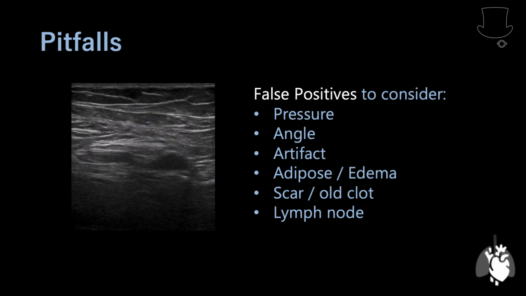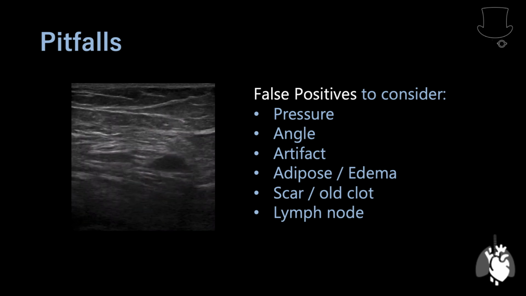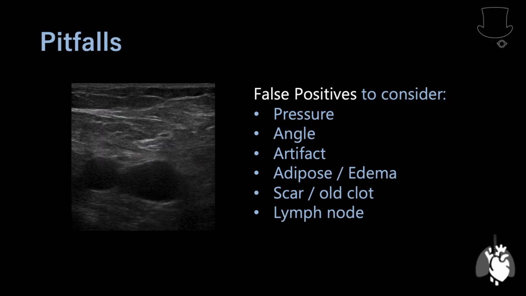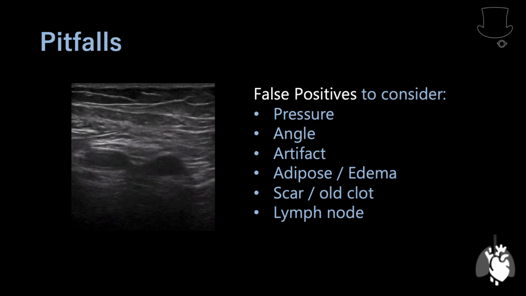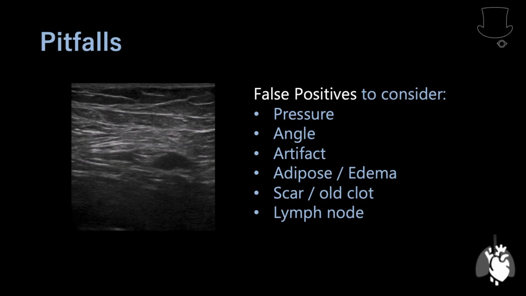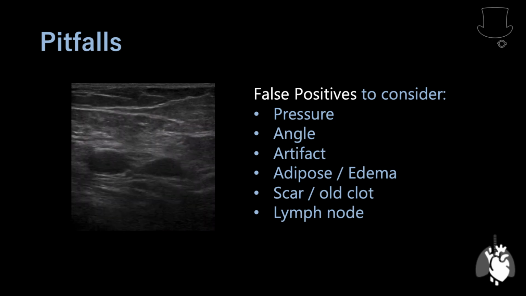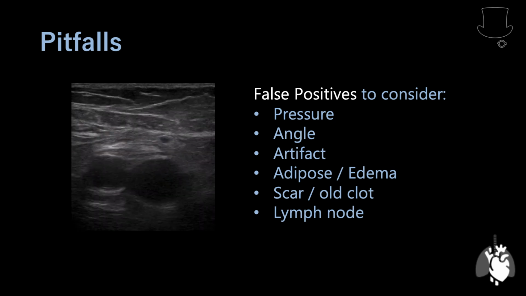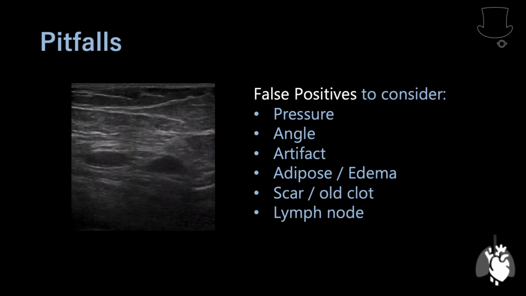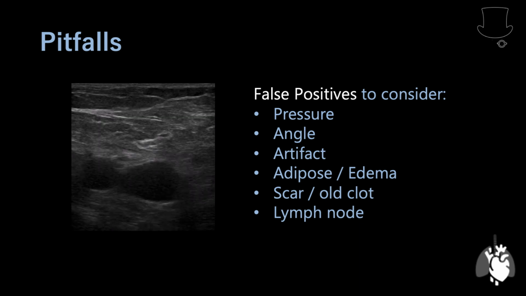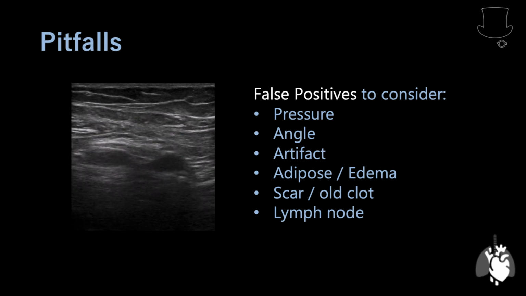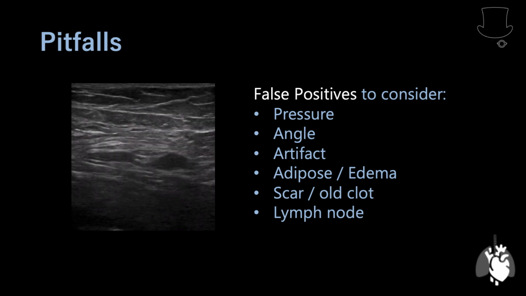An area of non-compressibility isn't a slam dunk either. Are you sure the vessel wasn't collapsible? Did you apply enough pressure? The rule of thumb is that if the artery is compressed, there should have been enough pressure to collapse the vein. Of course, there are other pathologies or benign findings that could prevent a vessel from collapsing. These need to be kept in mind too.